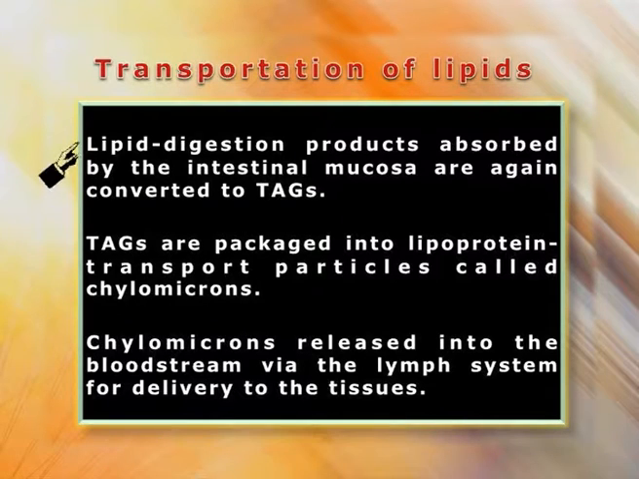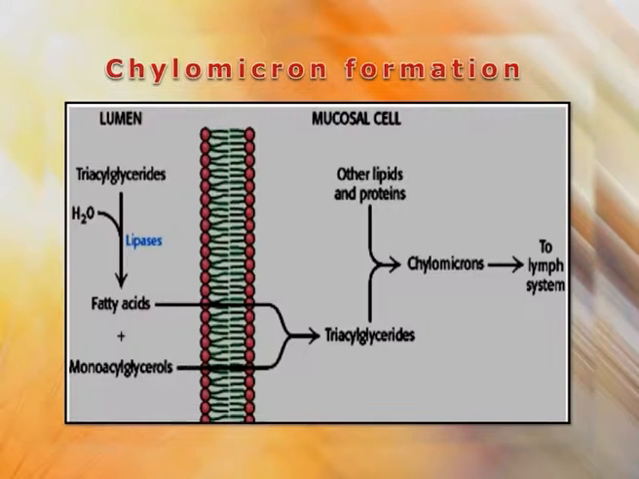The lipids, after their absorption is completed, the digestion products are assembled to form TAGs once more. And these TAGs, after they are resynthesized from the lipid digestion products, are taken up by the lipoprotein transport particles called the chylomicrons. And these chylomicrons are then released into the bloodstream by the lymphatic system. In this particular slide, we would see how the chylomicrons are formed.